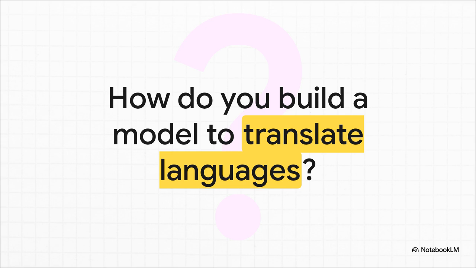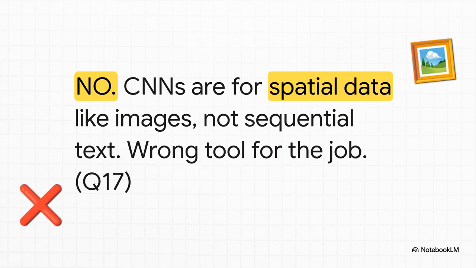So the kind of neural network we choose here is absolutely critical. So could we use a CNN? Nope, not a chance. CNNs are amazing for understanding space, like finding a cat in a picture. But language is all about time and sequence. It's just the wrong tool for this job.